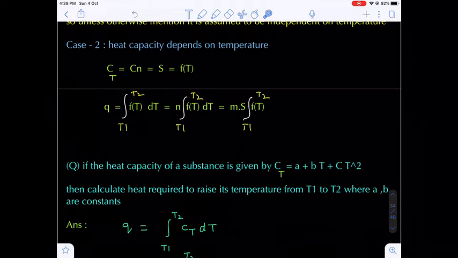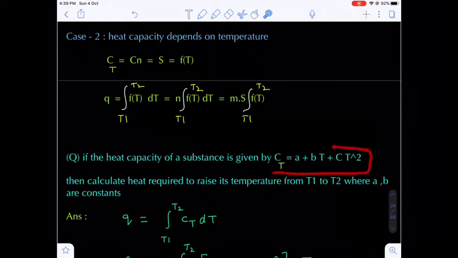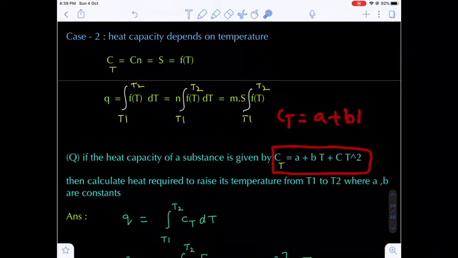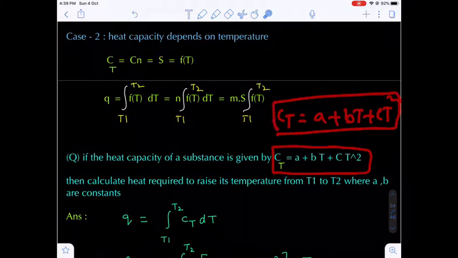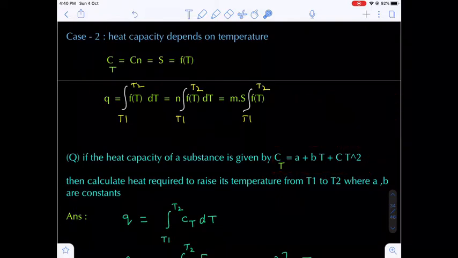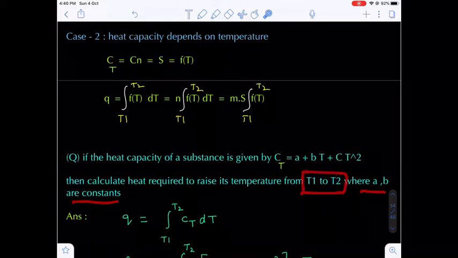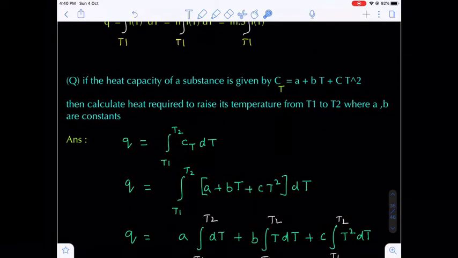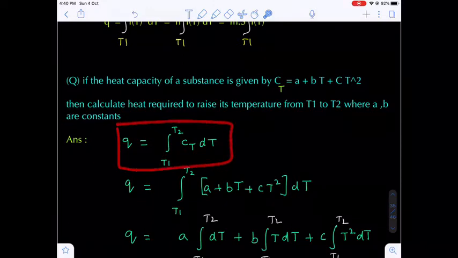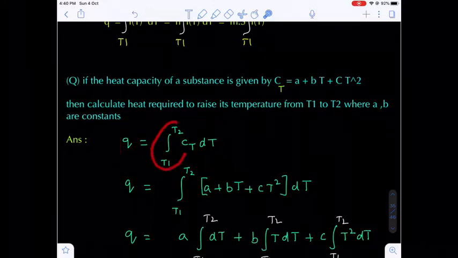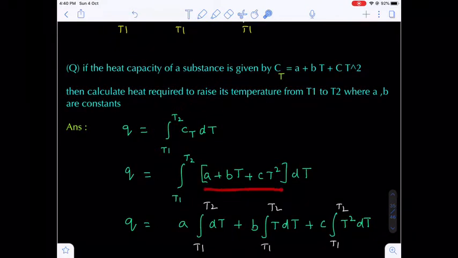Are you getting my point? Let's suppose the total heat capacity of a substance is given as A plus BT plus CT square. This is one function of heat capacity of temperature, where A, B, and C are constants, and the temperature changes from T1 to T2. Then how to find the total heat? The total heat Q is equal to the integral of Ct dT, with limits from T1 to T2. What is the Ct value given here? A plus BT plus CT square.